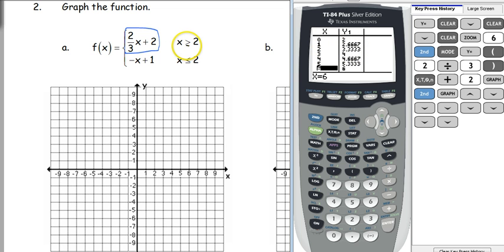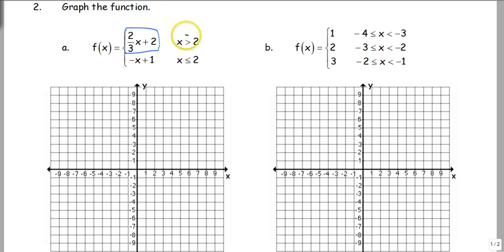Now, you have to look at what we have. Are we including 2 for this graph? No, because there's no equal sign here. So, like I said, it was 2 and 3 1/3. That's going to be an open hole. And then I had 3, 4, and I had 6, 6.